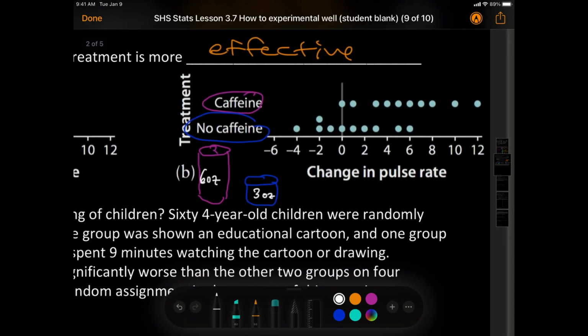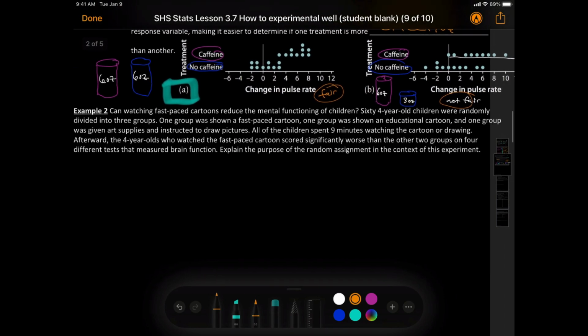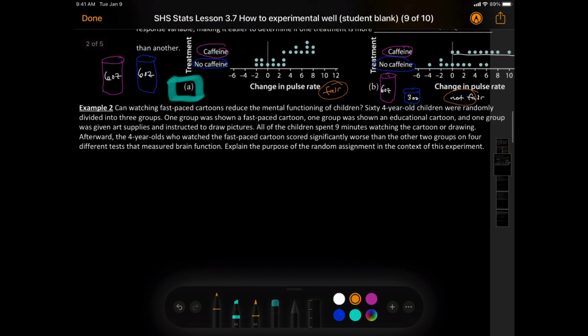Then this one wouldn't be fair because you're like, whoa, look at those people with the caffeine, their pulse rates are higher. But remember, now we gave less caffeine. So in some ways, this one's really not fair. I don't know how to say it, but this one is not fair, and this one's more fair because they were equivalent in the beginning. Okay? Let's do an example of this.